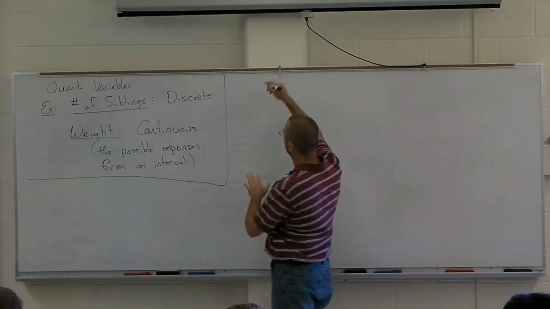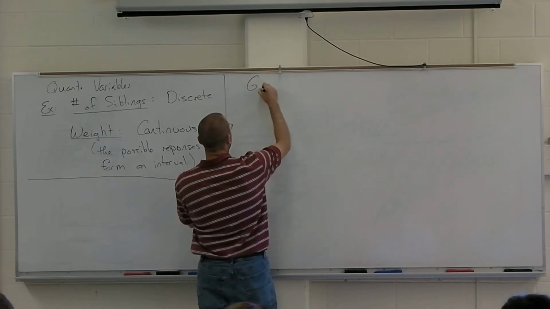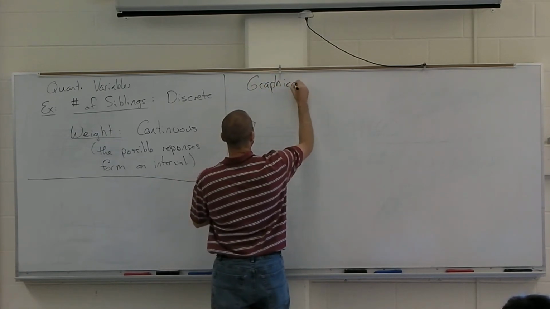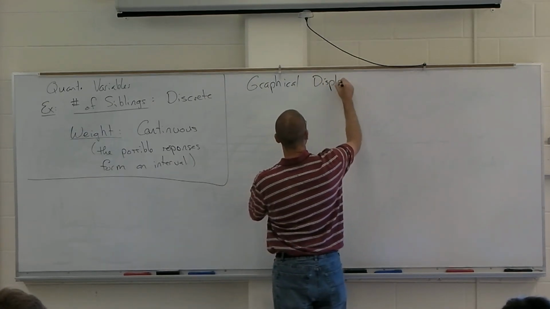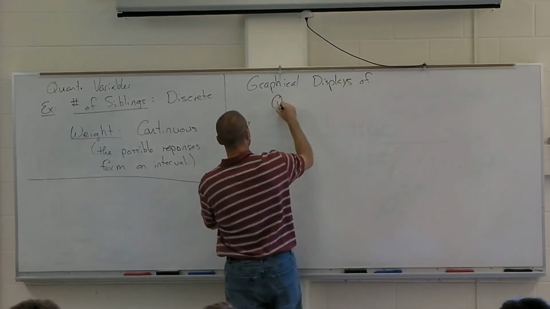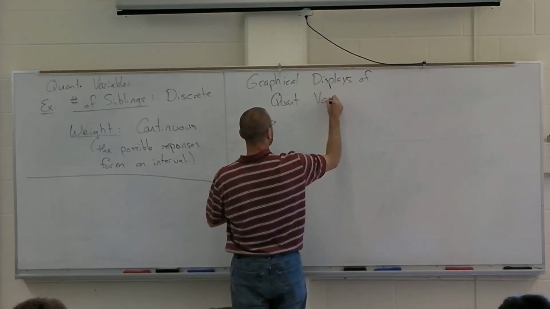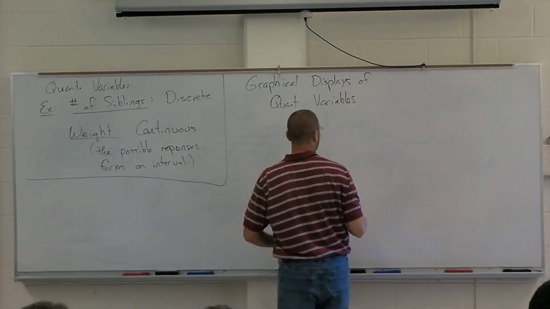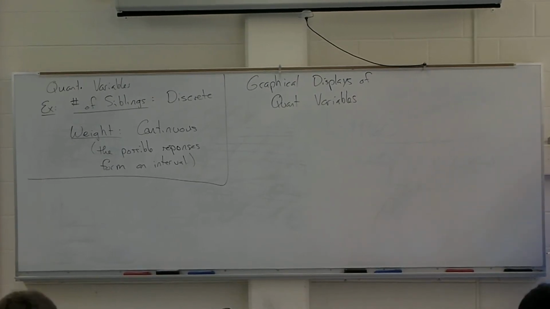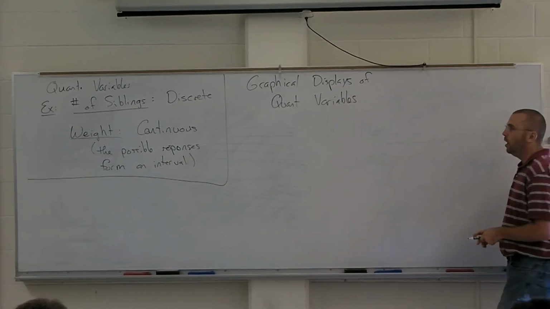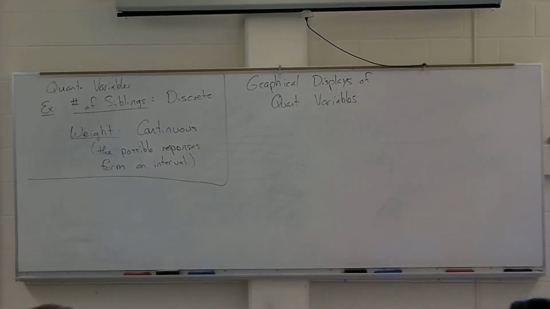All right. Now, what we're going to do next is we're going to talk about some of the graphs that we can get for quantitative variables. So graphical displays of quantitative variables. Now, there are probably a bazillion different graphical displays you can think of for quantitative variables. We're going to talk about three, the three that the book uses primarily, and we'll see sort of how these different distributions are used and sort of what the ideas behind them are.